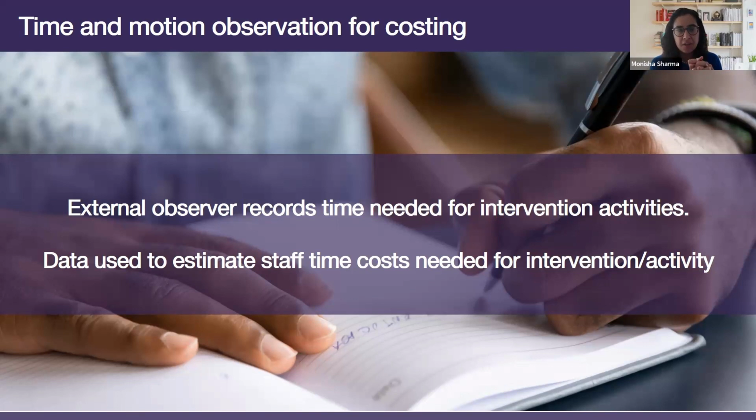So there are several ways to do time and motion observation. The most common is that an external observer will watch and record the time needed for intervention activities. And then this data is used to estimate the staff time costs needed for that activity.